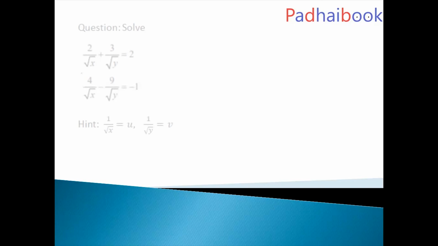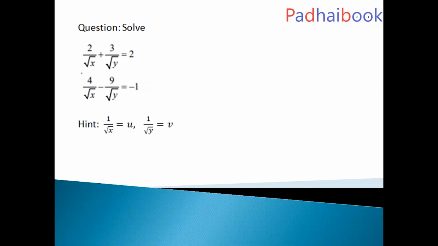Now we have another question. I'm just giving you a hint of this question. Now observe this question carefully. What will my substitution be? 1 upon under the root of x will be equal to u, and 1 upon under the root of y will be equal to v. Now you can easily solve this question.